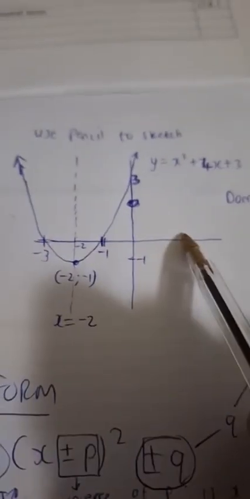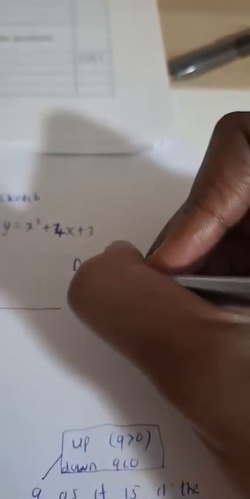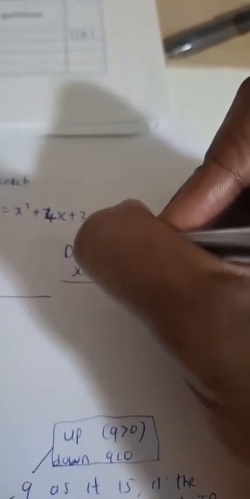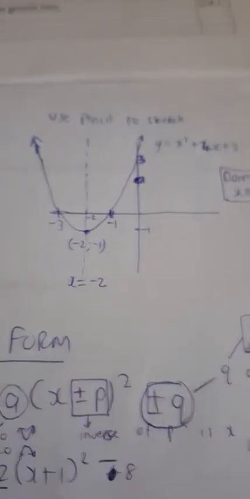From left to right, the function is unrestricted. So if I was writing the domain of this function, I would say x is an element of real numbers. The function exists everywhere from left to right. There are no restrictions. There are arrows on either side of the function.